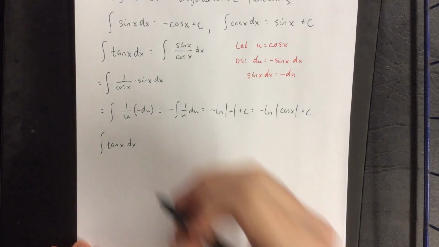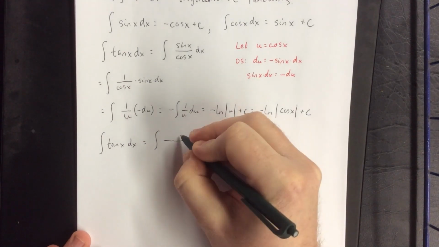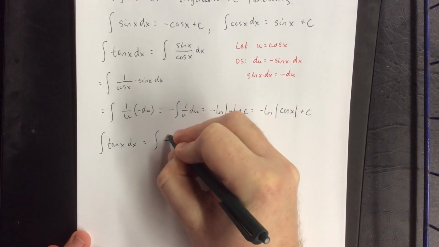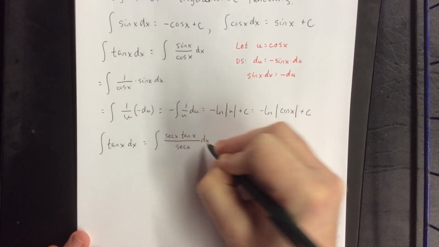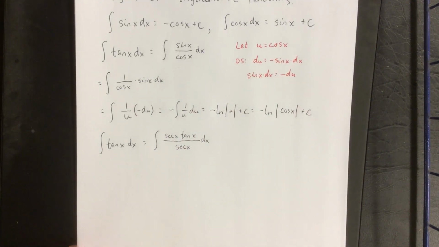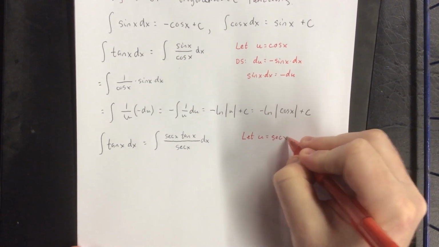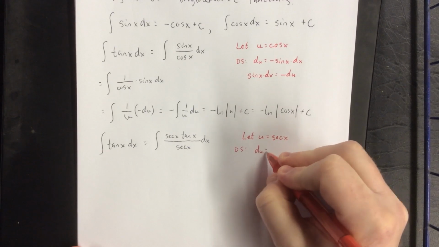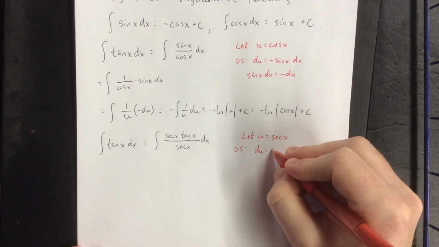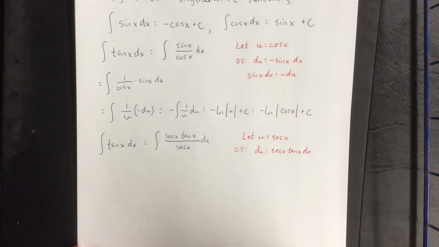What I'm going to do is turn this into a fraction, and I am going to multiply top and bottom of the fraction by the secant of x. Why on earth would I do that? Well, because we're about to do something that works. I would like to let u be equal to the secant of x. Then for the differential substitution, du would be the derivative of the secant of x. That is, the secant of x times the tangent of x times dx.